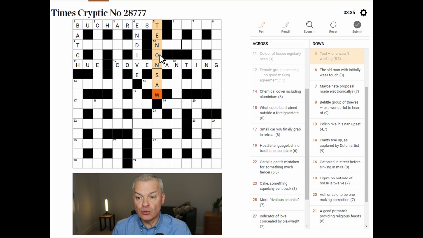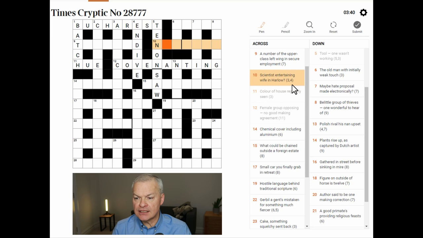Scientist entertaining wife in Harlow? Question mark. This is Newtown. Scientist is Newton, Sir Isaac Newton. Entertaining or including wife, W, the abbreviation for wife, this W. And then Harlow is an example of a new town, and the question mark indicates that it's one example and there are others.